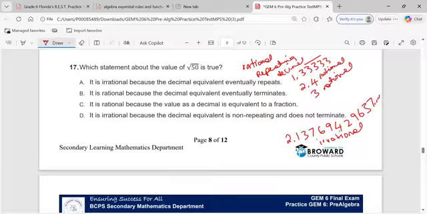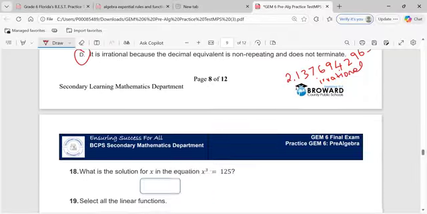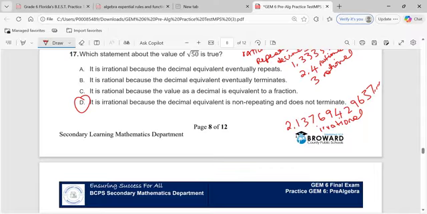Because when you find the square root of 50, you'll see it in the calculator. It just keeps going. Doesn't give you any kind of pattern. It's going to be irrational. And that's just you putting it into the calculator. Do the square root of 50.